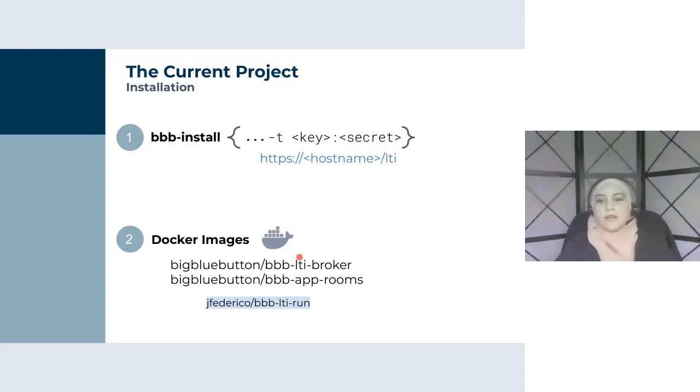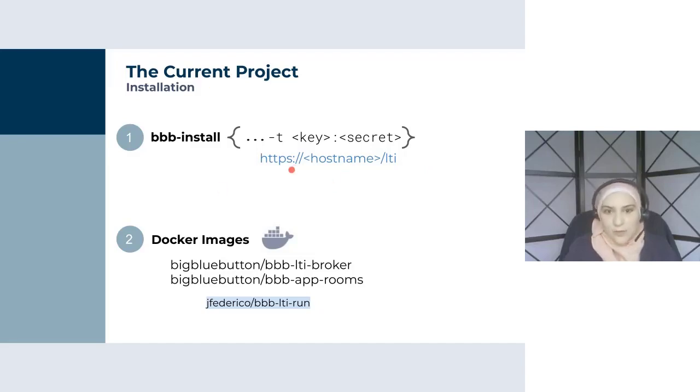So how do you install this application? Well, there are two ways to install it. The first way is actually just to use the BigBlueButton install script. And all you have to do is pass in the option -t, the key and the secret that you want. You might want to make it more secure than just key and secret. And then you would go to hostname-LTI and you can get the LTI link from there.